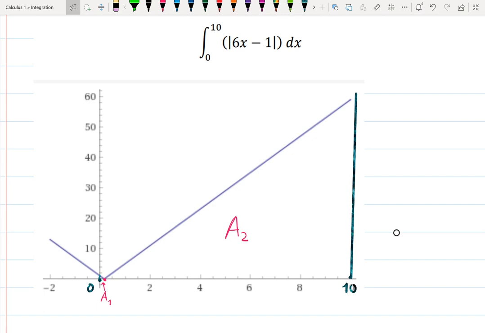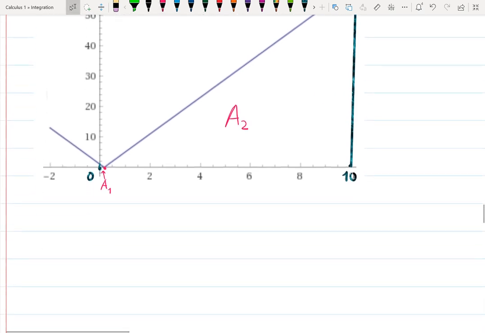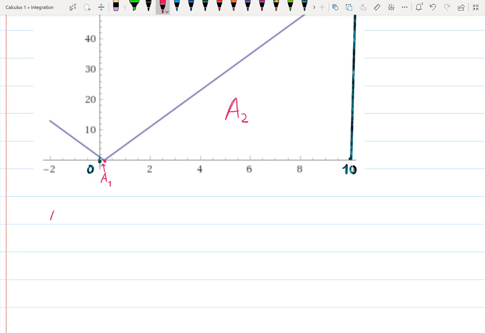Then it means the total area will be A1 plus A2. And that will be my integral from 0 to 10. So if one of the areas is below the x-axis, we subtract that area, if you remember. Now, to find those areas, we're going to just use geometry.